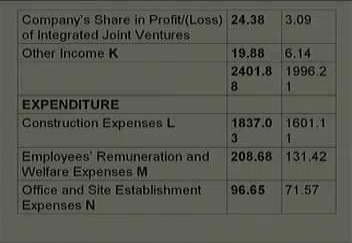So there are n number of schedules which are part of your profit and loss statement. As you can see from this example, there are different schedules K, L, M, N, and many more. Now under expenditure you show your construction expenses, how much remuneration and welfare expenses you have incurred towards your employees, and the expenses towards office and site establishment. All these things are there for the current year as well as for the previous year.